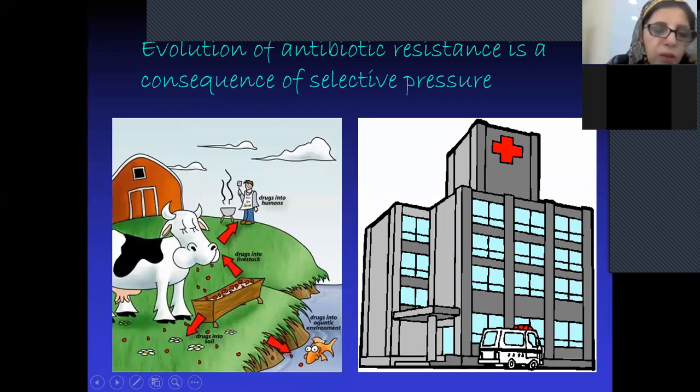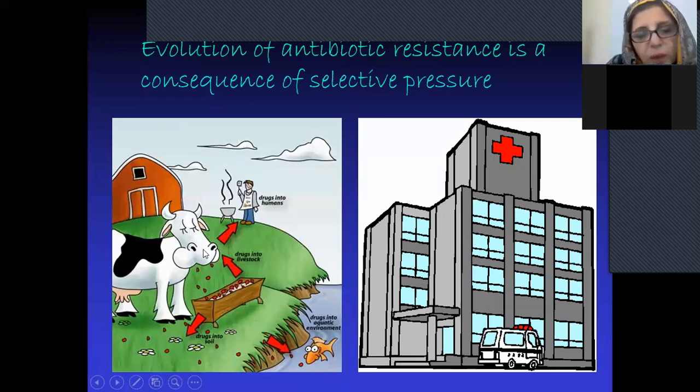And once in all these settings, these drugs are going to be coming into contact with the bacteria which are within the intestines of humans, whether it is the animals or the fish. These antibiotics are also going to come into contact with the flora which is normally present.